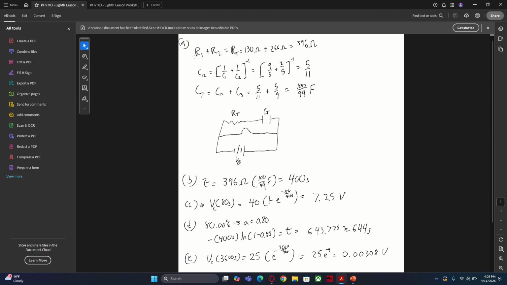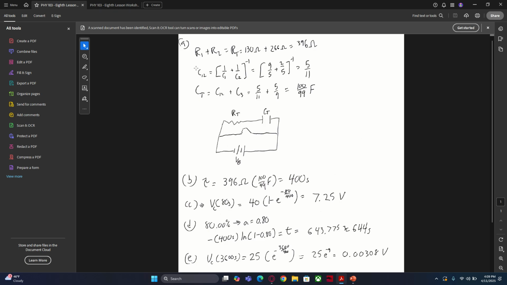What we have here is resistor 1 plus resistor 2, or RT. That would be 130 ohms plus 266 ohms to get 396 ohms of resistance. Capacitors 1 and 2, again, are in series.